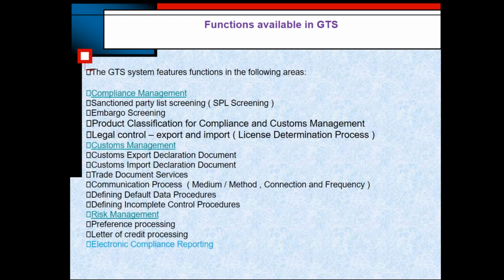One will help you to identify the preference amount when you do the business, when you import the material from the same preference zone country, and the letter of credit will help you to take care of the LOC process of the international trade. So this is about the risk management.